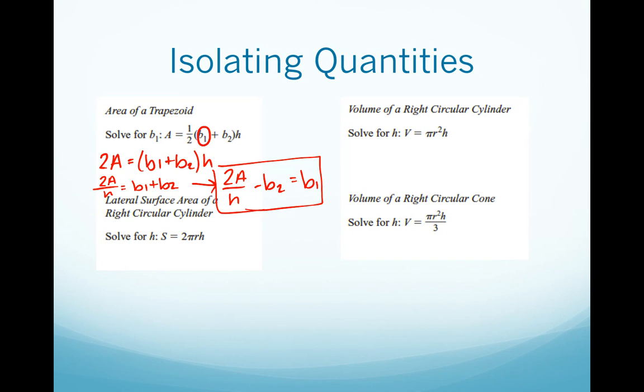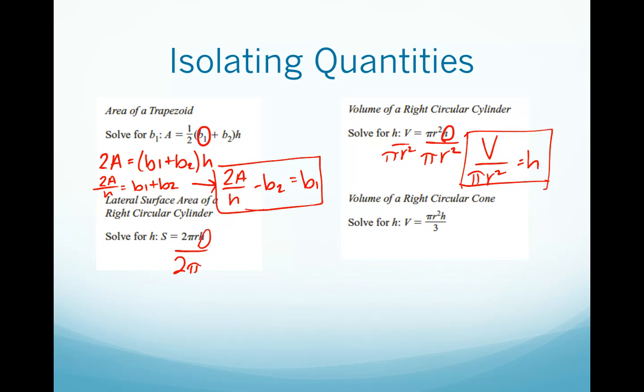This next one with the volume of a right circular cylinder, you're solving for h. So we wanted to divide by pi r squared. You can divide everything by pi r squared in one shot, and that's just going to be v over pi r squared equals h. Over here, this one's similar. You're going to solve for h. It's 2 times pi times r times h, and we can divide by that whole product all at once. So s over 2 pi r equals h would be our equation.